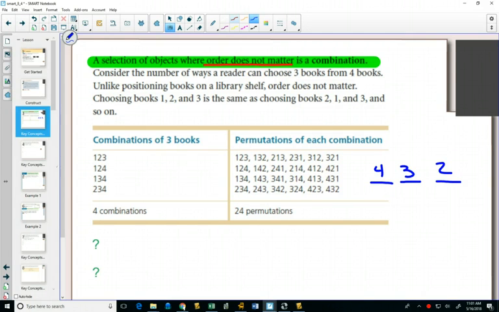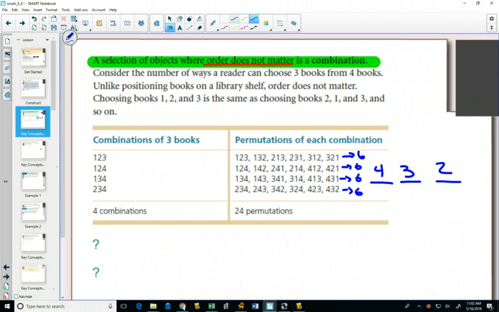But in combinations, you can think of combinations like identical objects. All 6 of these are identical because they're all taking home books 1, 2, and 3. All 6 of these are identical because they're taking home books 1, 2, and 4. And for every permutation, each of these has 6. So to figure out the number of combinations, does it make sense that you would need to divide by 6?